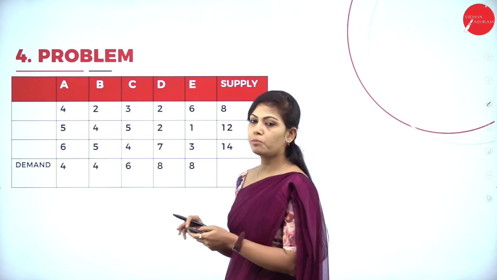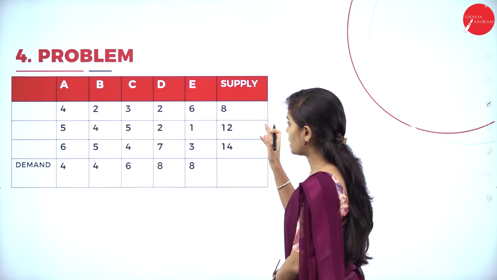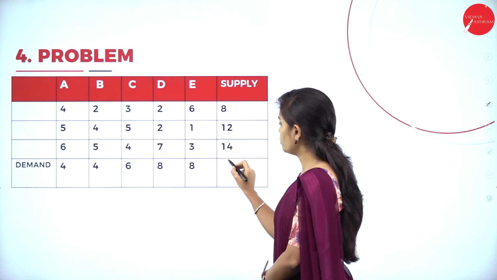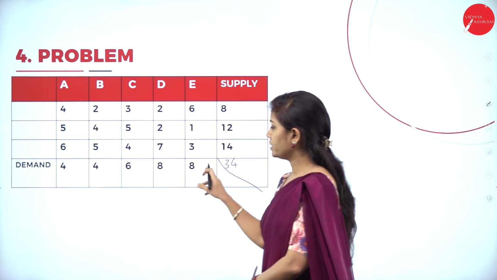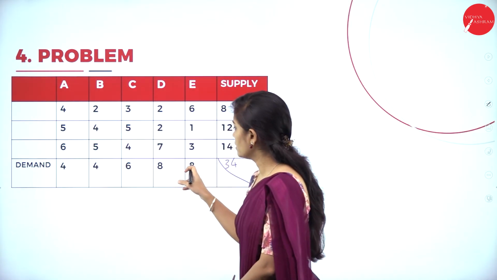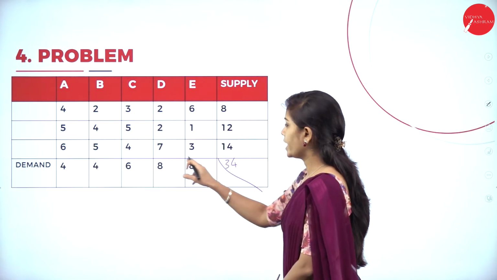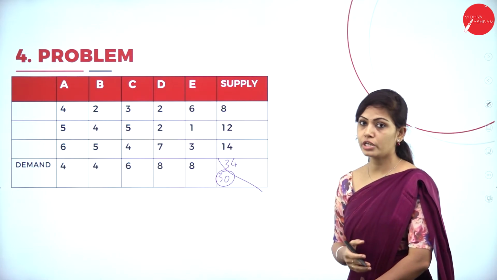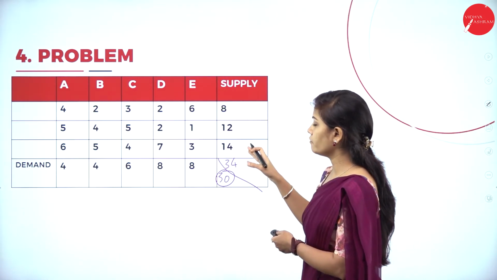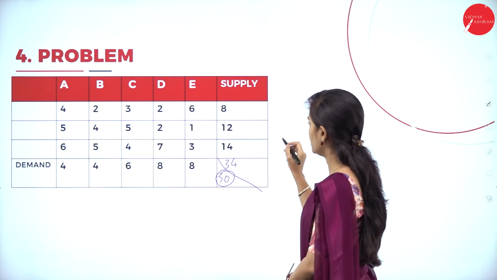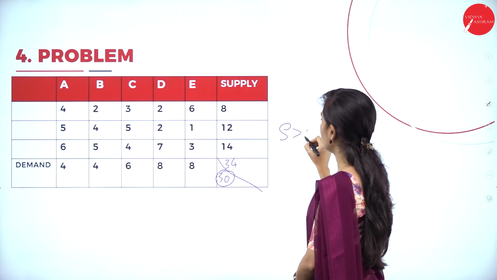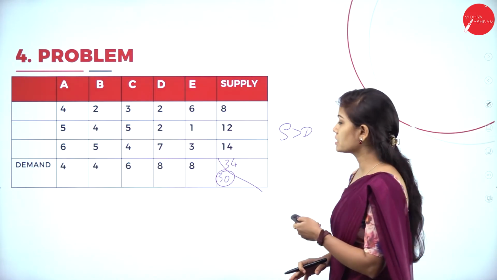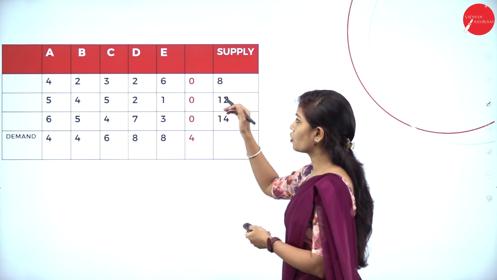So this is your last problem. First step is to check whether it is balanced or unbalanced. Here we have 20, 34 in supply, and in demand, add all the demand values, you will get 30. So is it balanced? No, it is not a balanced problem, because in supply we got 34, in demand we got 30. So supply is greater than demand. Is it right? Supply value is greater than demand value means you can add a dummy column.